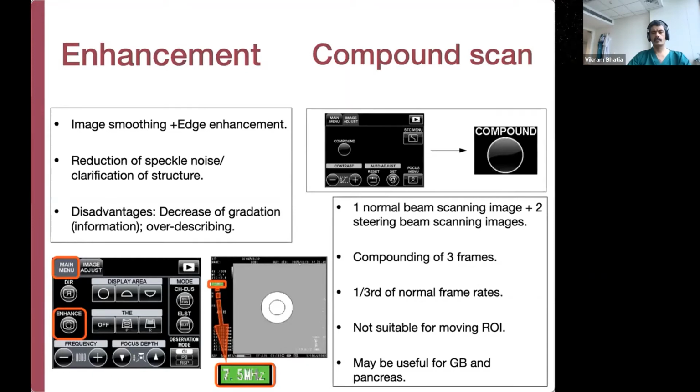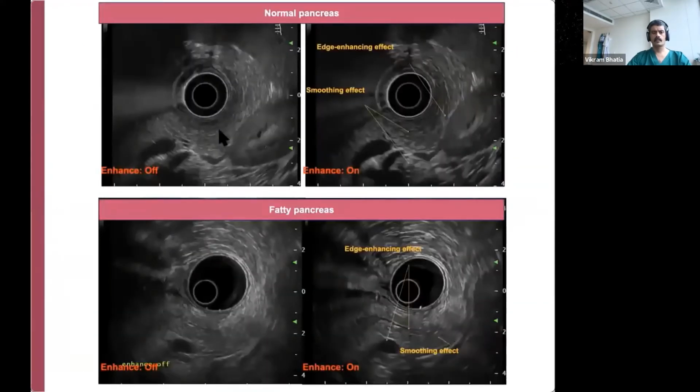If you are using a moving ROI, or if your transducer is moving when you have the compound scan on, you may see a stutter in the image. But if you can stabilize the transducer over structures like gallbladder and the pancreas, then transiently turning the compound scan on may be very useful to improve the image quality. This image just shows you that when the enhancement is off, you have more speckle noise. And when you have the enhancement on, you have a smoother image and the edges are enhanced more.